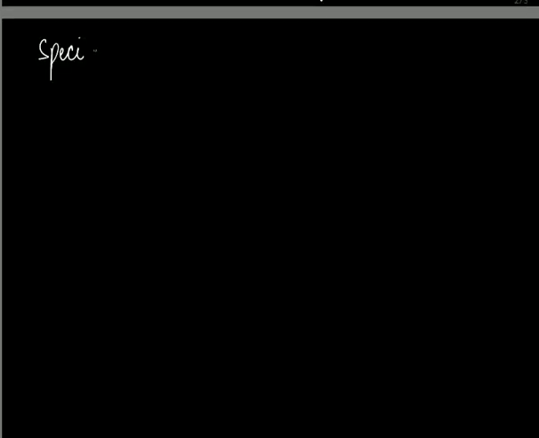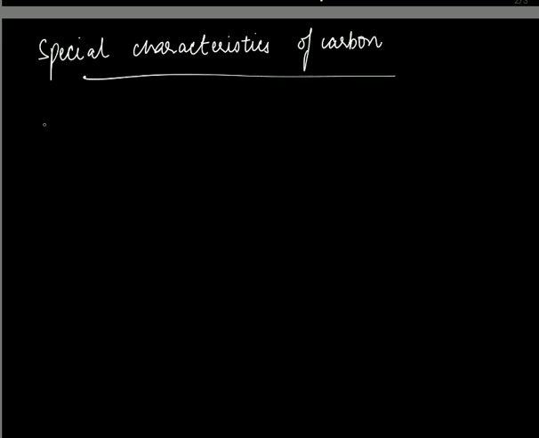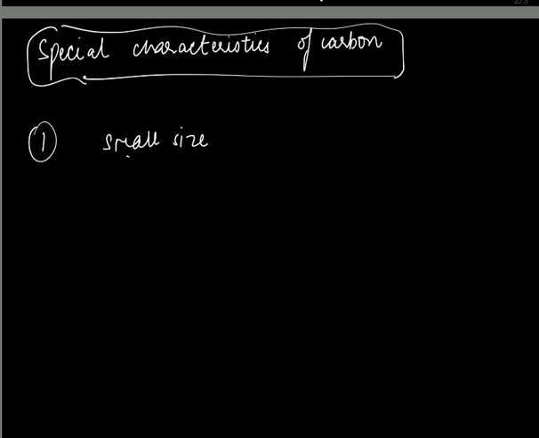Next we are going to discuss the special characteristics of carbon that make it very special. The first one is small size. Carbon is a group 14 element: if you see the periodic table, the vertical column, from left to right the 14th column starts from carbon. So carbon is the topmost element. It belongs to the second period, the horizontal row that's second in number. The first has only hydrogen and helium. The second starts from lithium, beryllium, boron, then carbon.